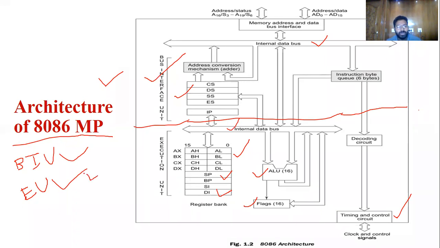Now observe this. The execution unit contains registers like the general purpose registers AX, BX, CX and DX, then the stack pointer, base pointer, source index register, and destination index register. At the same time, the ALU and flags. ALU means arithmetic logic unit. It is a 16-bit unit. Why is it 16-bit only? Because these registers are 16 bits.